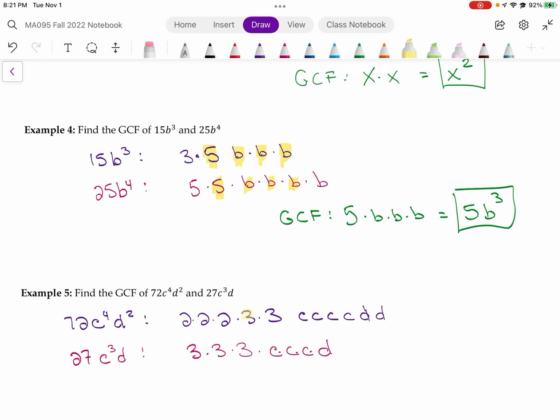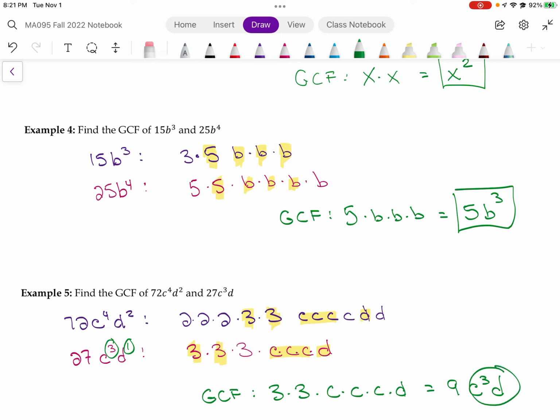So we've got a 3 here and a 3 here, another 3 here and a 3 here. Now we've got 3 c's and 1 d. So the greatest common factor is a 3 times a 3, and then 3 c's and 1 d. So that's 9c cubed d. If you haven't noticed, if you look at the c's, c to the fourth and c to the third, you go with the one that's the least. This one's a d to the 1, you would go with the one that's the least, and that's what we got over here.